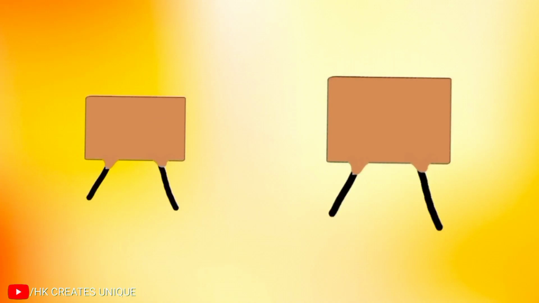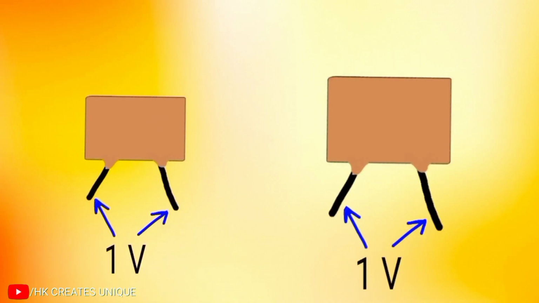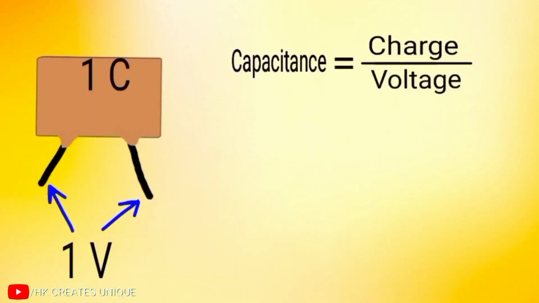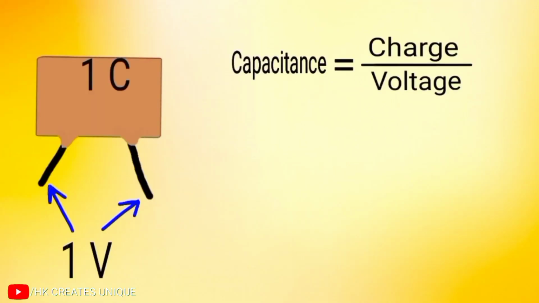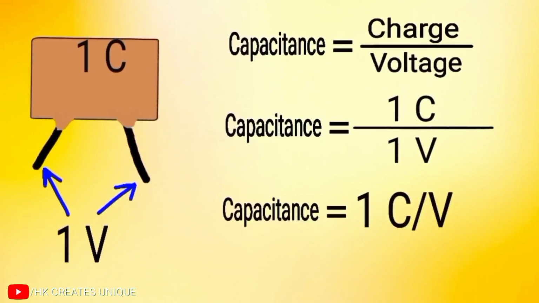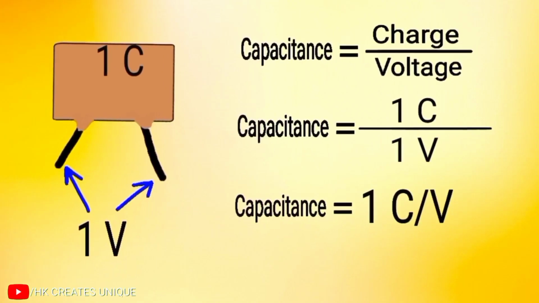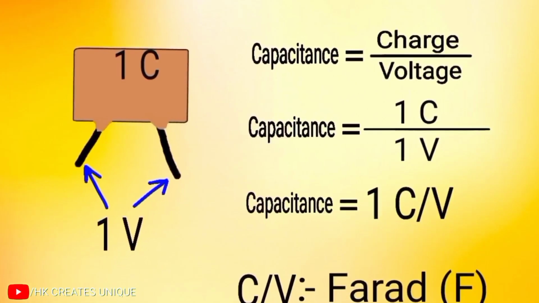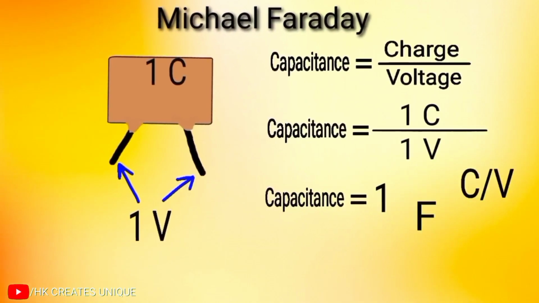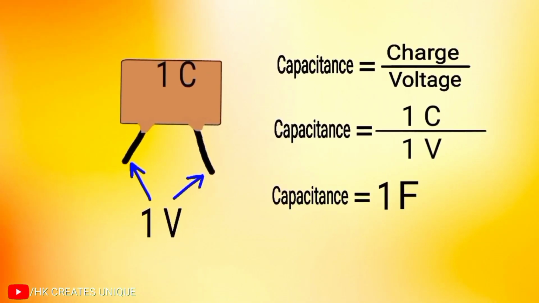Let's take an example. 2 capacitors are charged to 1 volt. Charge stored in the first capacitor is 1 coulomb. So using the formula capacitance equals charge divided by voltage and putting the values, we get capacitance of 1 coulomb per volt. This C/V unit is a farad, named after Michael Faraday. So capacitance of the capacitor is 1 farad.